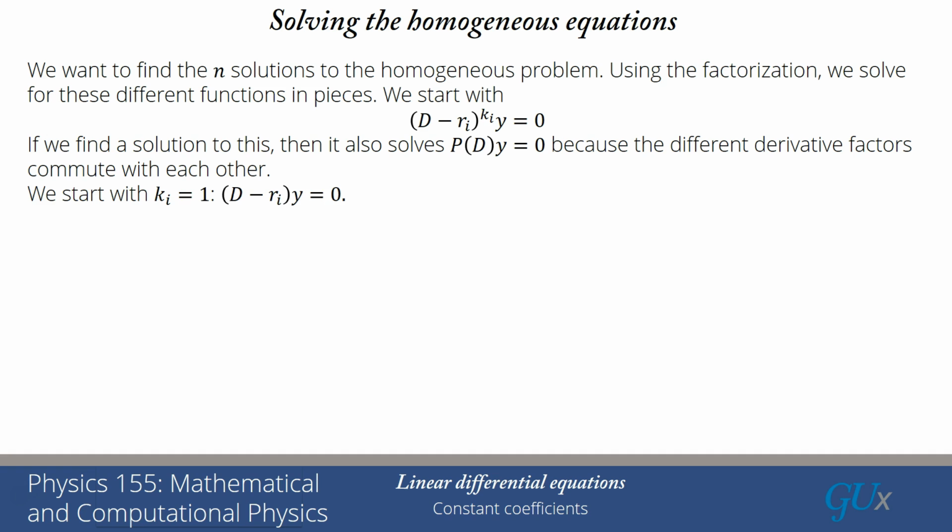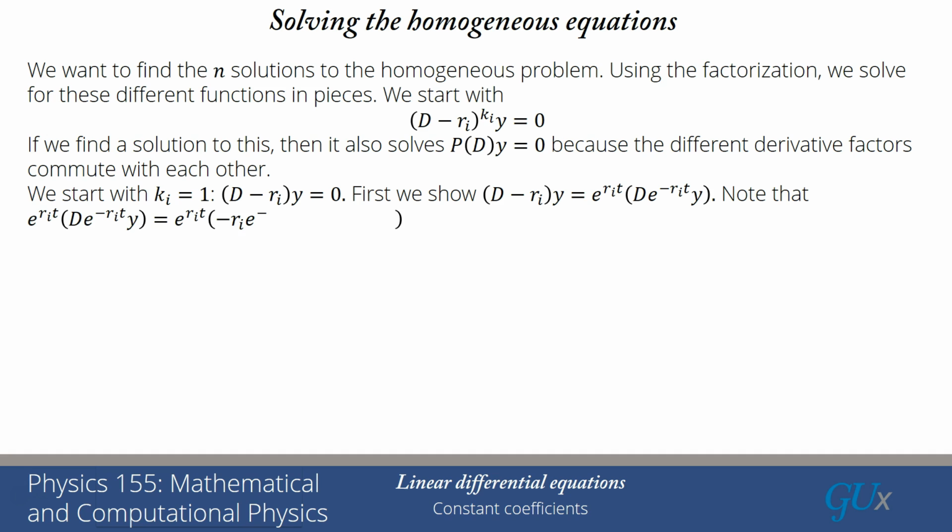So we're going to start with ki equals 1. This is actually a pretty easy equation to solve. It's our first order linear differential equation with constant coefficients. We had an explicit formula for how to solve it, but we're going to write it down in terms of an integrating factor in the following way. We're going to write D minus ri acting on y equals e to the rit times D e to the minus rit acting on y.